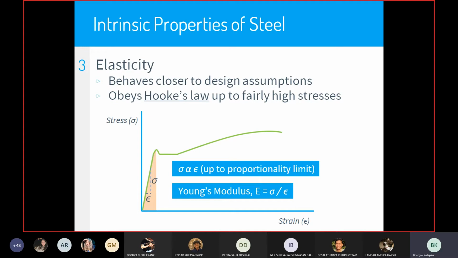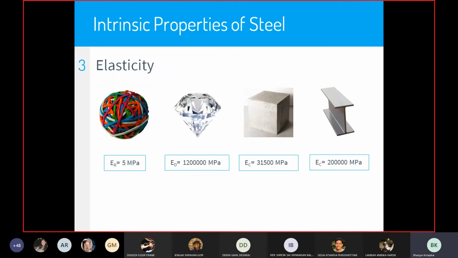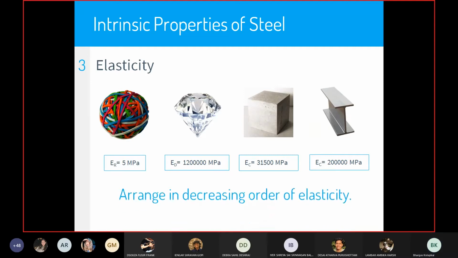That you can predict its behavior. It has elasticity, and the number is constant irrespective of what grade of steel you use. So that helps us design better structures. So a quick question for you. I have 4 materials and I've provided the moduli of elasticity for all the materials. The question is, arrange in decreasing order of elasticity.